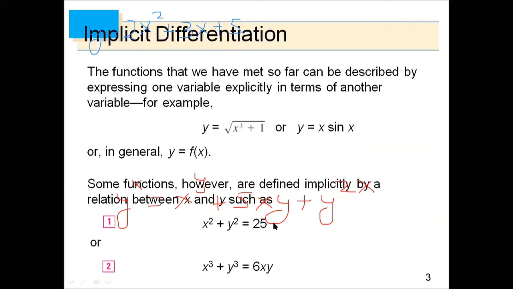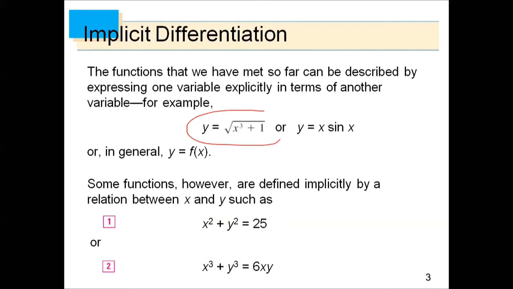Just look at this one here. It says the functions that we have met so far can be described as expressing one variable explicitly in terms of another variable. Like they have given us one example, y equals radical x cubed plus 1, y equals x sine x. Now, these are explicit functions. y is on one side and x is on another side.